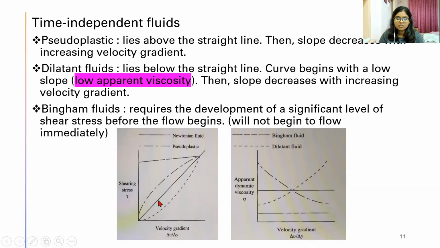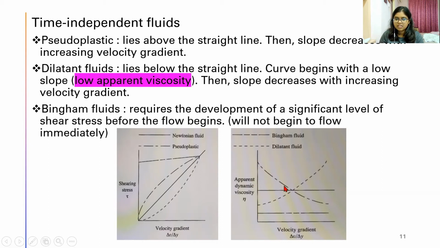Bingham fluids, also known as plug flow fluids. Bingham fluids require a significant development of shear stress before the flow begins, and it will not begin to flow immediately. As you can see here, the value of shear stress is quite high, and it starts from a high value of shear stress. Then only will it start to flow.